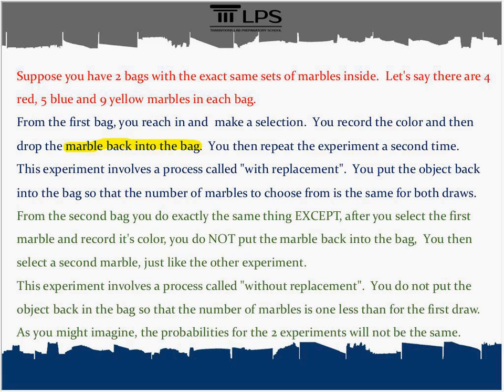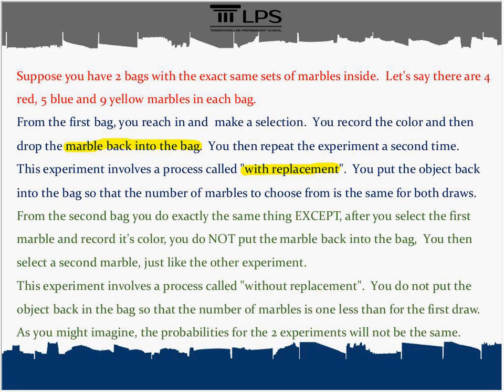The experiment a second time. This experiment involves a process called with replacement. Whenever you are going to do a with replacement case, you conclude that the probabilities of the events are independent of each other. The occurrences of the events are independent of one another.